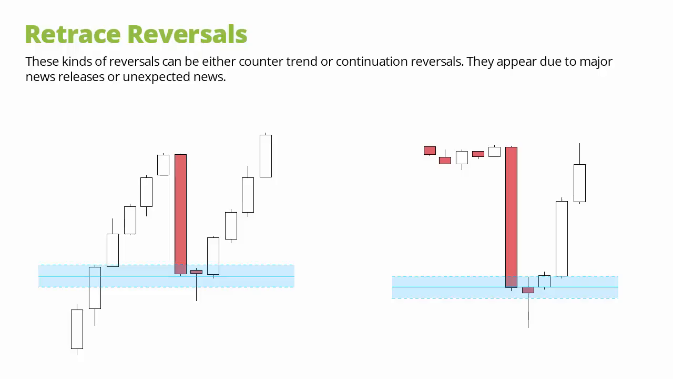And finally, 3 is a retrace reversal. These kinds of reversals can be either counter trend or continuation reversals. They appear due to major news releases or unexpected news. When news pushes price quickly up or down, you'll find that price returns to pre-news levels quite often. Now that you know the 3 types of reversals I take, it's time to set some rules in place for identifying and trading these reversals.